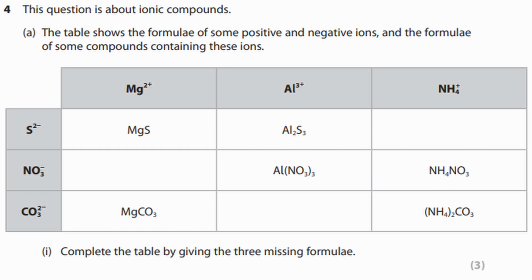First question. This question is about ionic compounds. A. The table shows the formulae of some positive and negative ions, and the formulae of some compounds containing these ions. Part 1. Complete the table by giving the 3 missing formulae, 3 marks. Basically 1 mark for each compound.